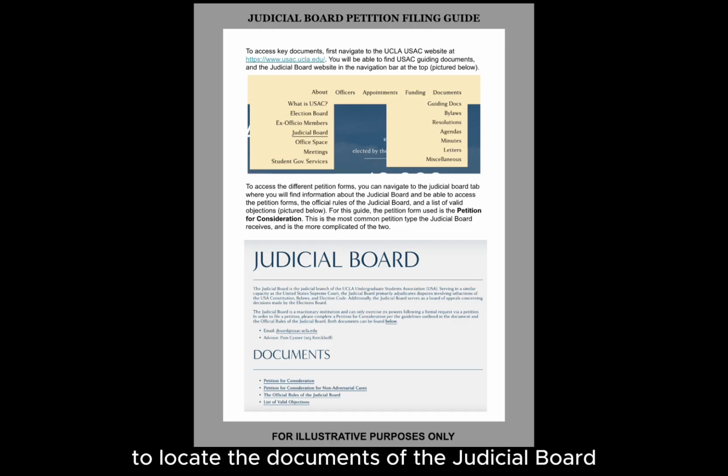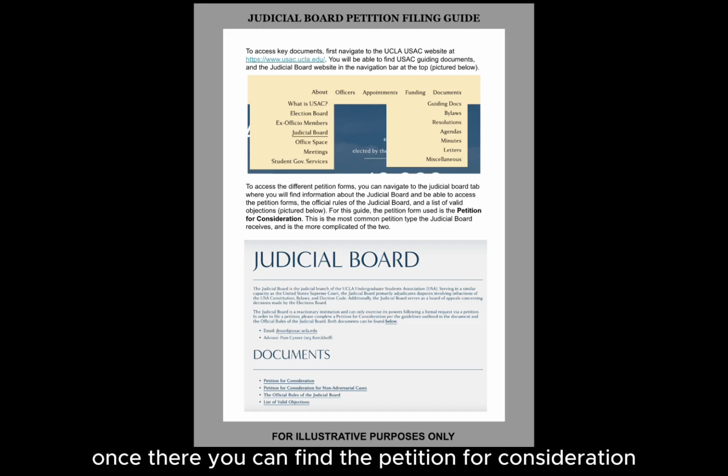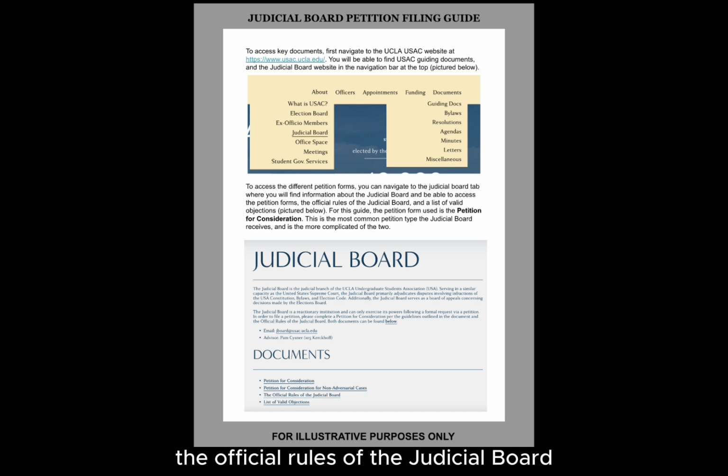To locate the documents of the Judicial Board, you will want to navigate to the USAC website and hover over the About button at the top of the page. There you will find a drop-down where you can select Judicial Board and be redirected to the Judicial Board website. Once there, you can find the Petition for Consideration for non-adversarial cases, the official rules of the Judicial Board, and a list of valid objections.